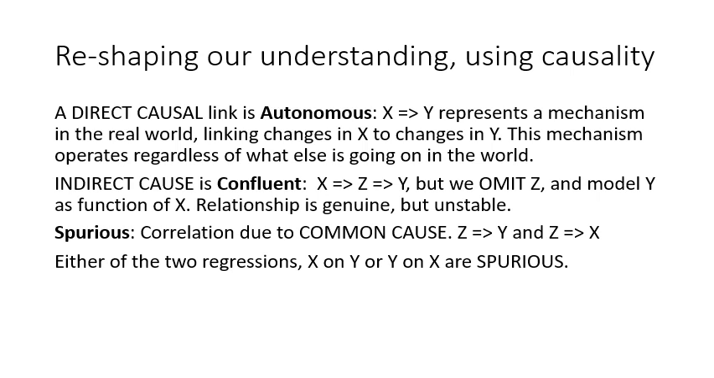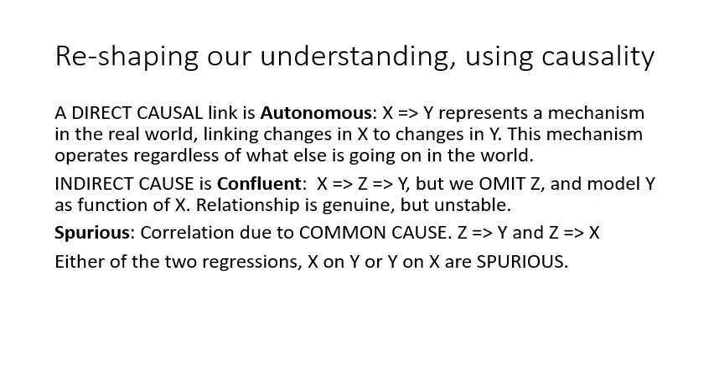This mechanism operates regardless of what else is going on in the world, and that is what makes the relationship autonomous. It is not a relationship between the numbers of X and the numbers of Y. The autonomous nature comes from the fact that there is something in the real world which is linking the values of X to the value of Y.